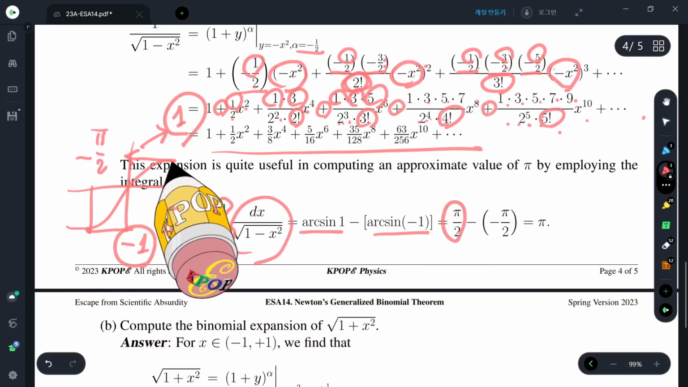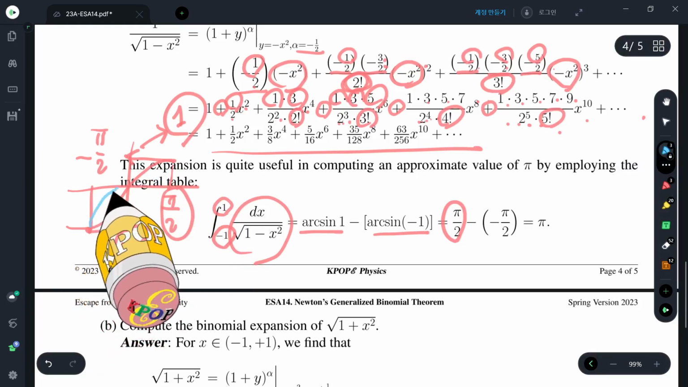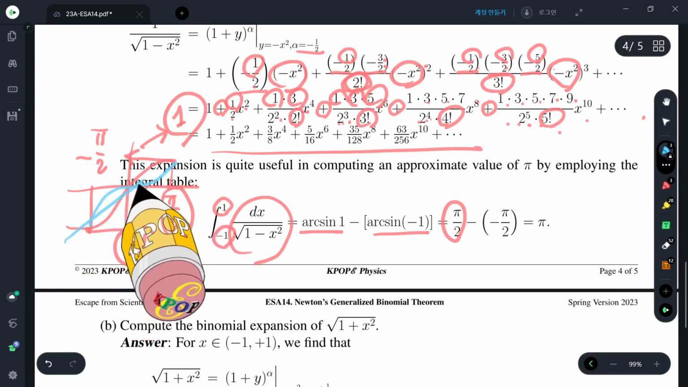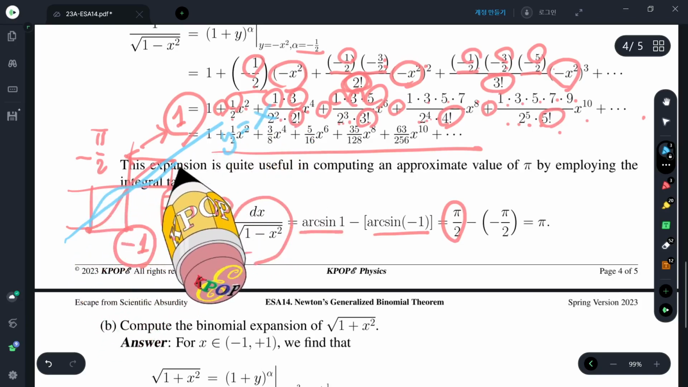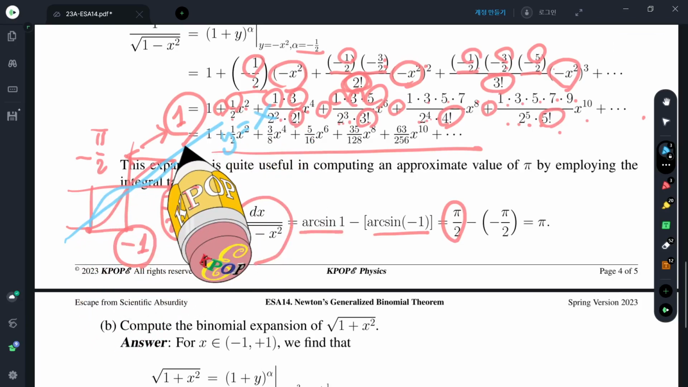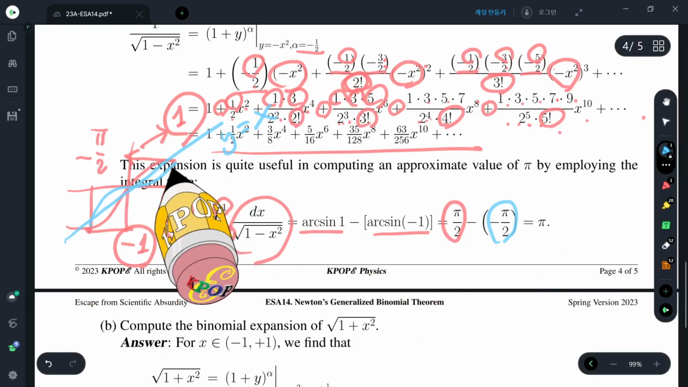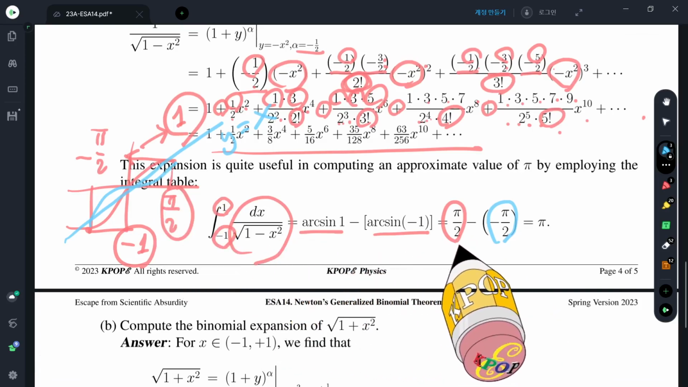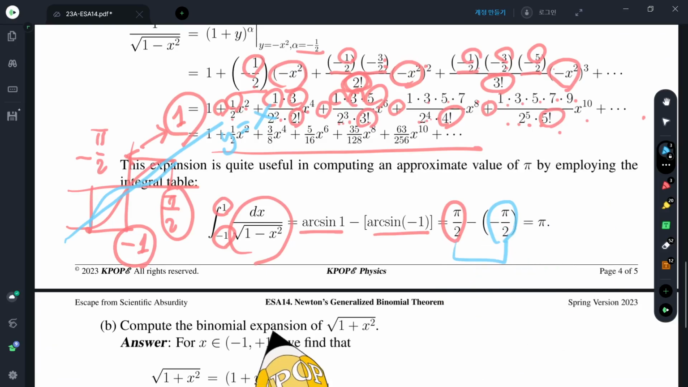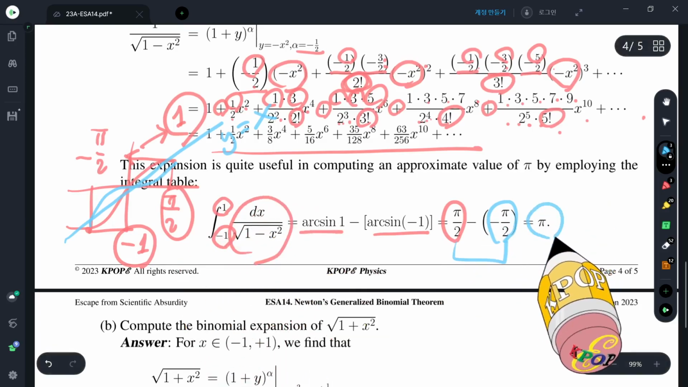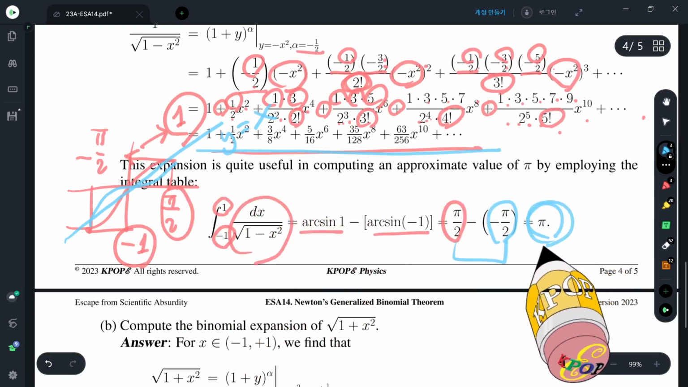And because sine is an odd function, the arcsine is this kind of form. If we have y equals x, then this inverse function is of this kind of form. Therefore, this is still an odd function, and we have identical values except for the flipped sign. Therefore, this integral becomes pi. And this is a way of approximating the value of pi.